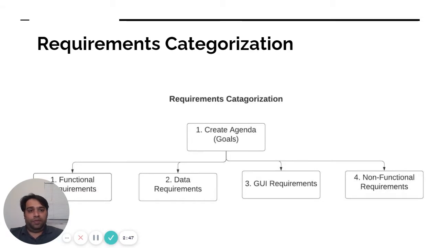Now we are going to discuss the categorization of requirements. In the software industry, there are four main parts of requirements. The first one is the functional requirement, the second is the data requirement, the third is the GUI requirement, and the fourth is the non-functional requirement. So let's go one by one.